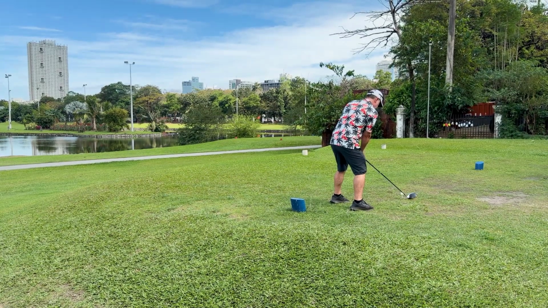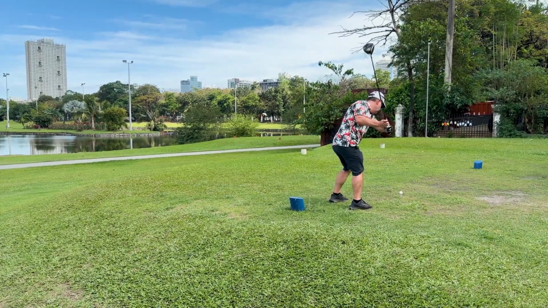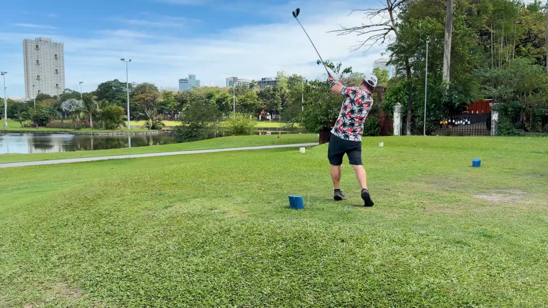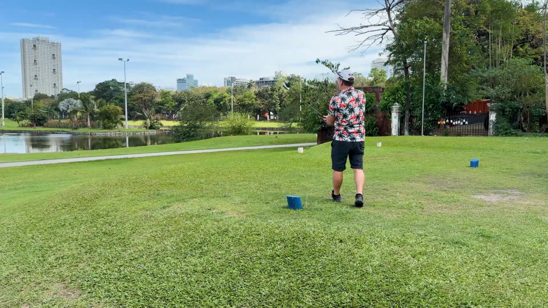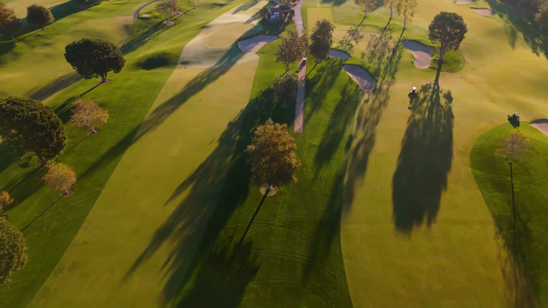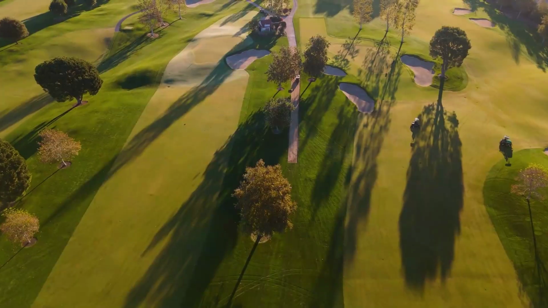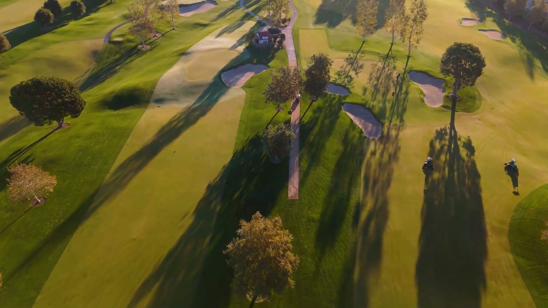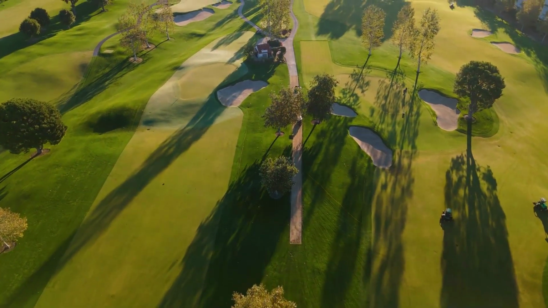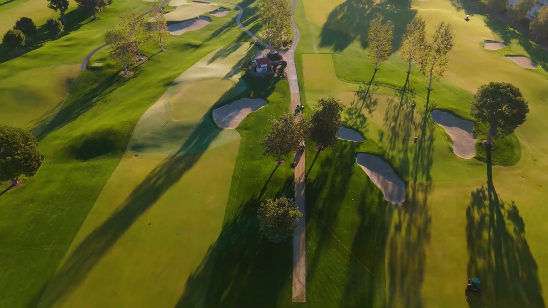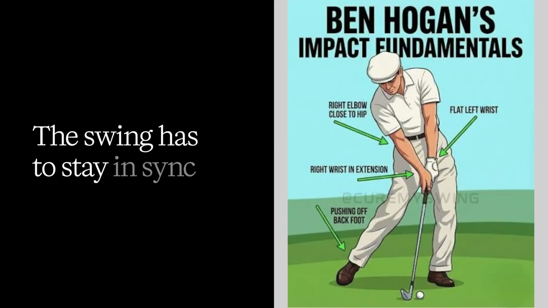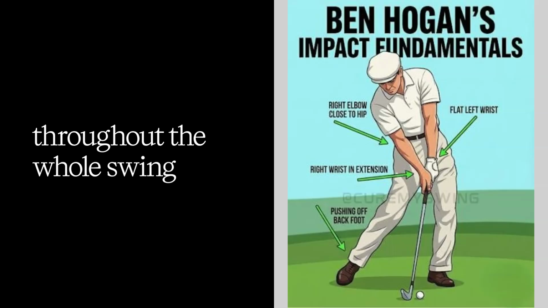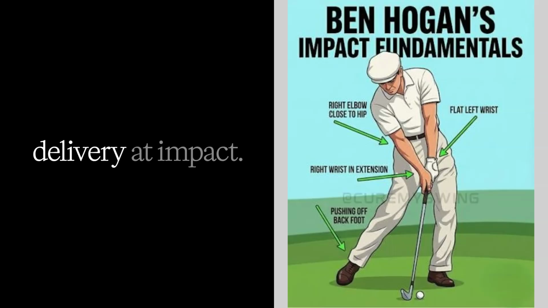Number 12. Swing center. Primary influence, direction, and distance. Definition: a point located near the top of the spine around which the upper body rotation and swing of the arms takes place. Number 13. Connection. Primary influence, direction, and distance. Definition: establishing and maintaining the various body parts in the appropriate relation to one another in the setup and during the swing. The swing has to stay in sync throughout the whole swing process for optimal power delivery at impact.